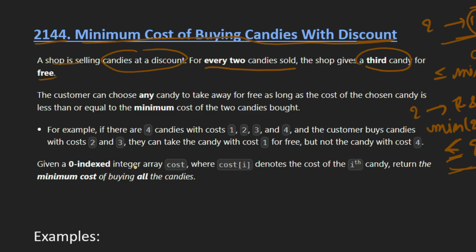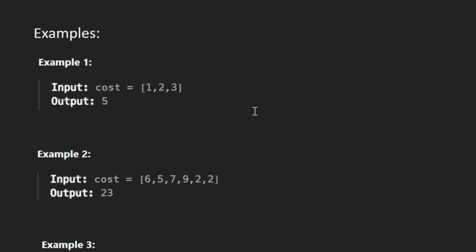So we can choose a candy whose cost is less than or equal to 2, right? And we are given a zero-indexed integer array cost, where cost[i] represents the cost of the ith candy. What we need to do is return the minimum cost that we need to spend to buy all the candies in the shop, right? So this is the question. Let's see the examples to get the question more clearly.